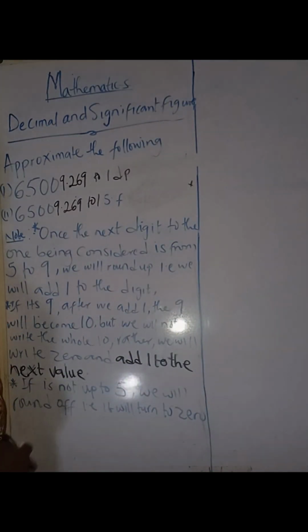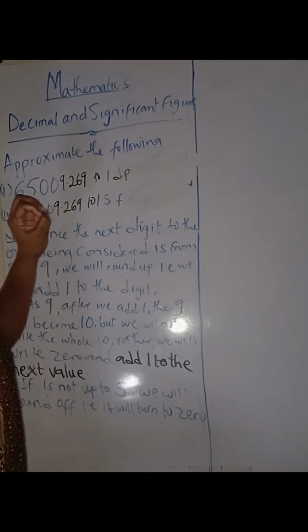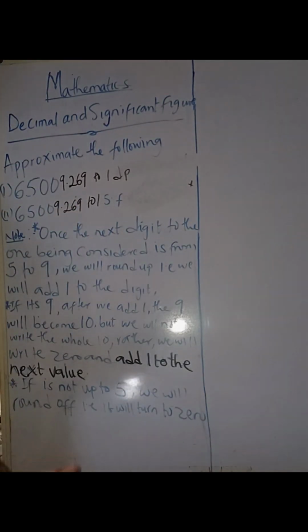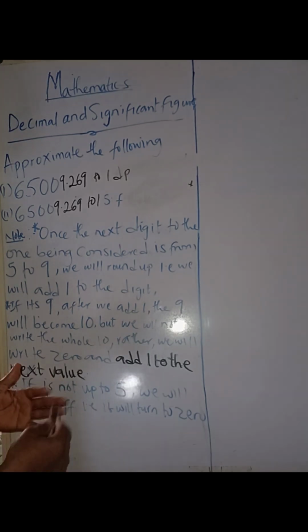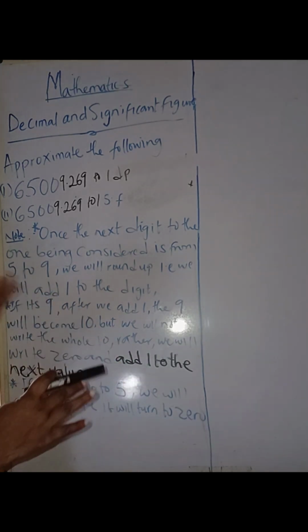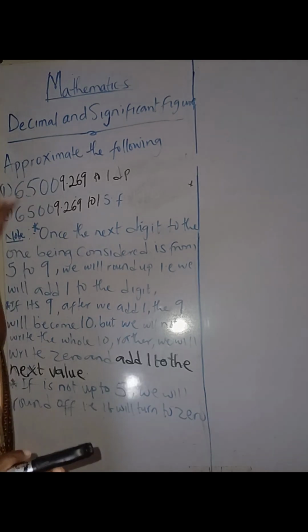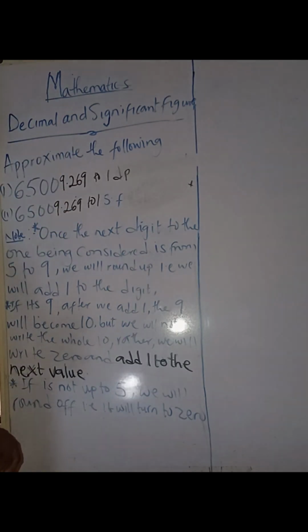Okay, today we want to look at decimal places and significant figures. These two concepts are working tools for presenting most of our answers in mathematics. Students often mix them together, so today I'm going to explain the concept behind these two.